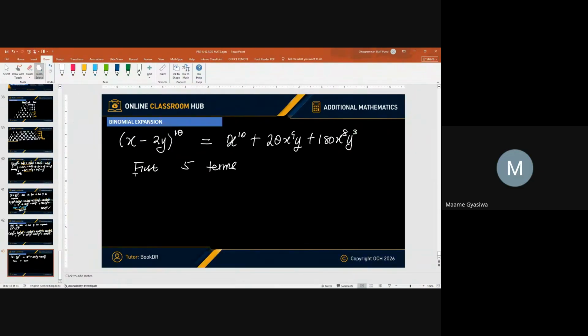Plus 960 x exponent 7 y exponent 3, plus 3,360 x exponent 6 y exponent 4.